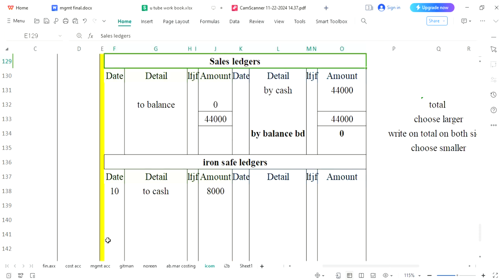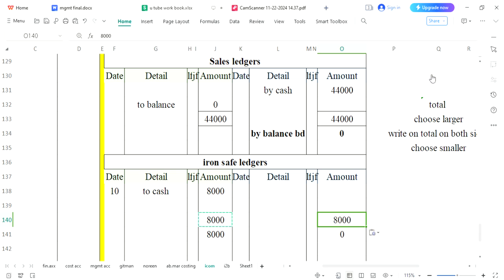Now it's time to calculate the balance. Steps we will follow the same. First, calculate the total. Total of credit side is 0 because no amount is present on credit side. Total of debit side is 8,000 as it's only one amount. Next, choose larger sum and write on total of both sides. Larger sum is 8,000 and you are going to write on total of both sides. For total, we are going to put lines and same total would be written on credit side. This is what we mean, write total on both sides.